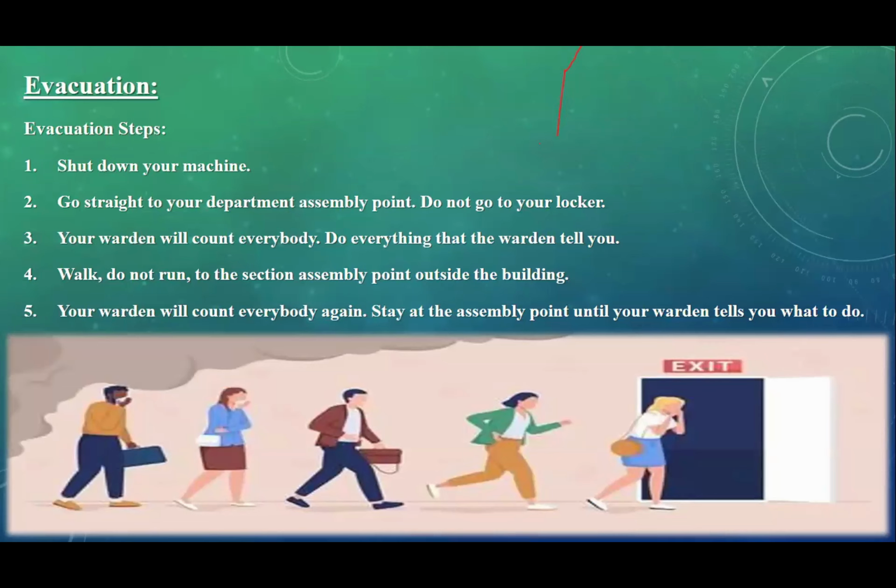For evacuation, we have different steps. We have a few of the steps. The first one is to shut down your machine. Go straight to your department assembly point. Do not go to your locker. Your warden will count everybody. Do everything that the warden tells you. Walk, do not run, to the section assembly point outside the building. Your warden will count everybody again. Stay at the assembly point until your warden tells you what to do. So these are the important steps to keep in mind while evacuating from your workplace in case of emergency.